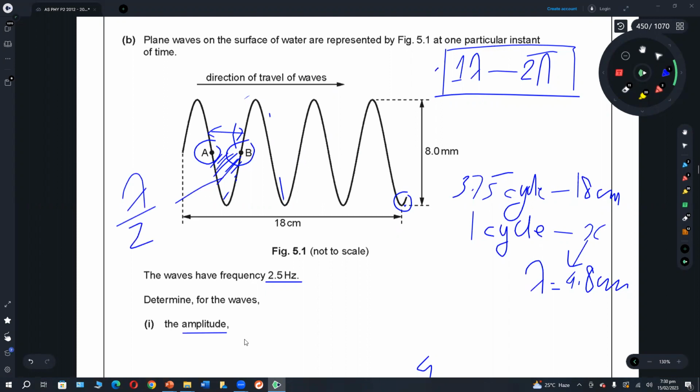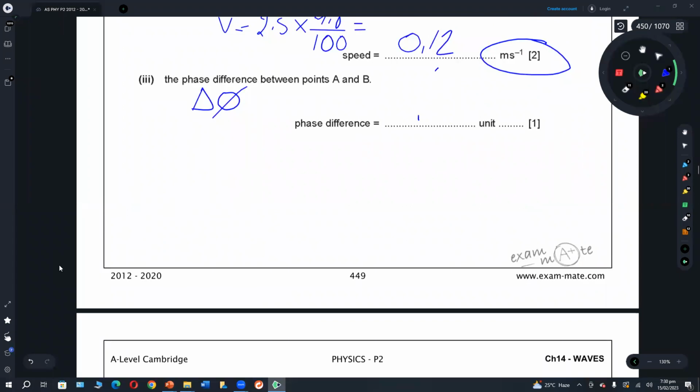If 1 lambda corresponds to 2 pi radian, then lambda by 2 will be pi radians. Yes, good. You have reached it. So you will write it here. It is pi radian.